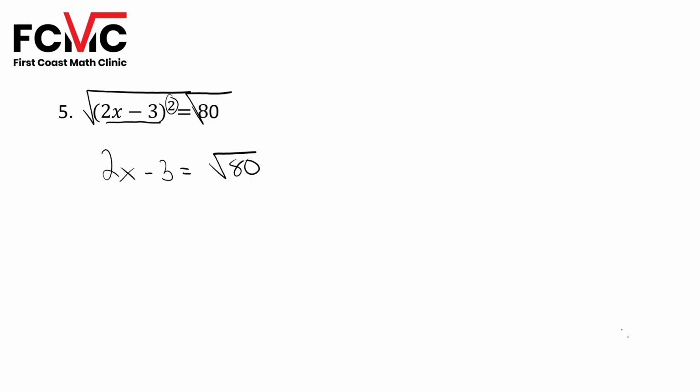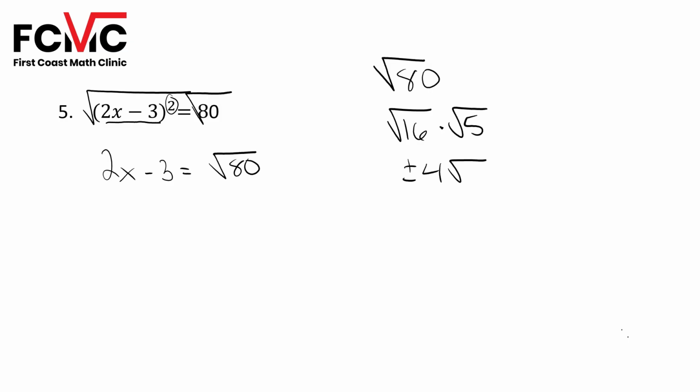Well, we know how to take the exact square root of 80. If you want to review that, there's a link for that. It's going to come up right now as well as at the end of this video. So 80 can factor into square root of 16 times square root of 5. Square root of 16 is positive and negative 4 times square root of 5. So this is going to be positive negative 4 square root of 5.